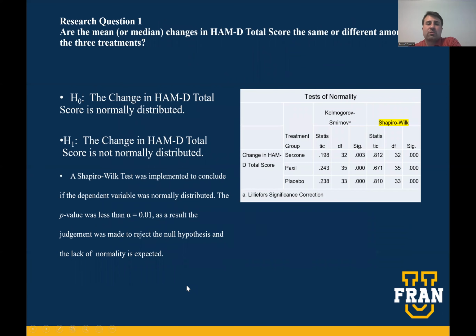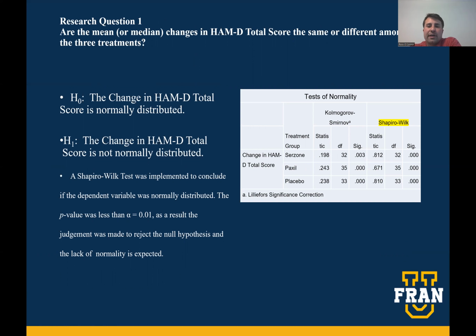So the first research question was, are the mean or median changes in the HAM-D total score the same or different among the 3 treatments? The null hypothesis that we created was the change in HAM-D total score is normally distributed, and the alternative hypothesis that I created was the change in HAM-D total score is not normally distributed.